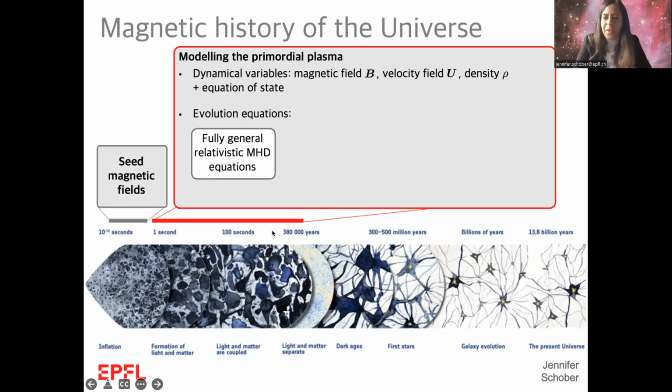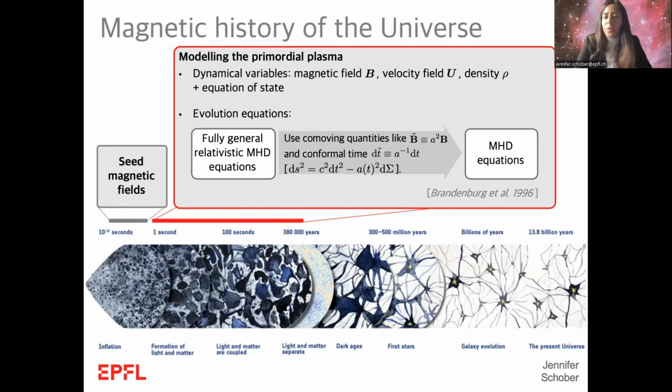Now, in this very high energy, high temperature plasma, in principle, we have to solve the fully general relativistic MHD equations. But if we rescale our quantities in a smart way, then, under some conditions, we can solve just the regular MHD equations instead. We need a flat universe, we need a radiation-dominated universe, but then we can rescale all our quantities and arrive at the MHD equations that we know. This was, of course, a very important contribution to this field by Axel a while ago. So we will solve the MHD equations, keeping in mind that we talk about co-moving quantities and conformal times.